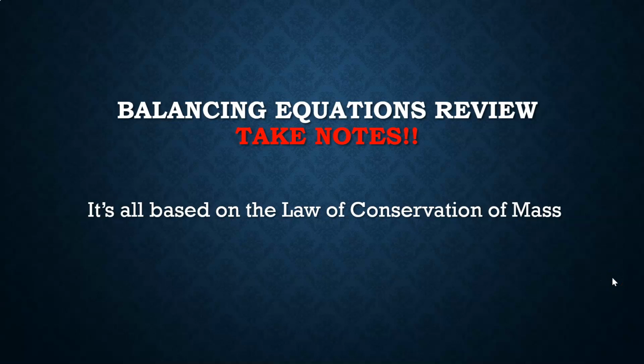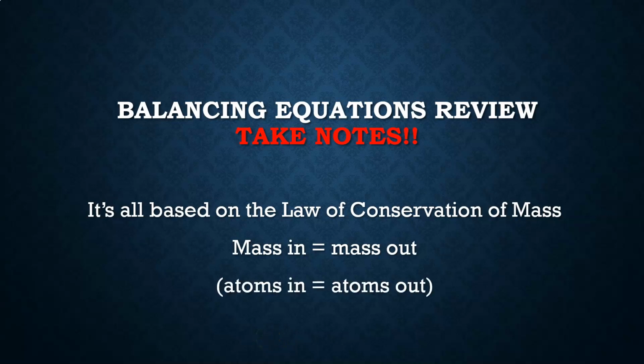This law says that the mass of reactants in a chemical reaction will be equal to the mass of the products of the chemical reaction. Or to make it short, mass in equals mass out. Since atoms are of course made of mass, that means that atoms in equal atoms out. So the number of atoms on the reactant side must be equal to the number of atoms on the product side.